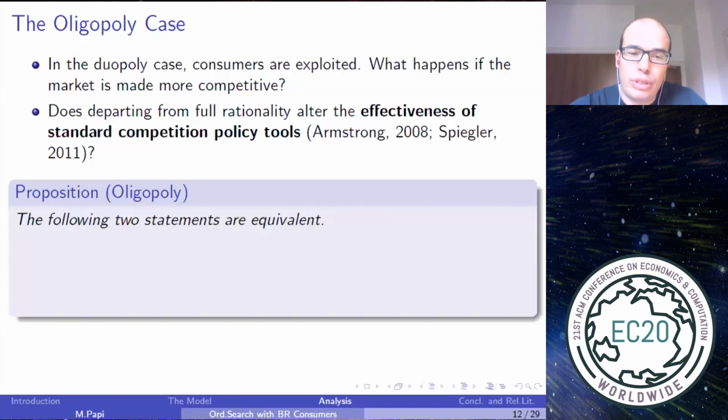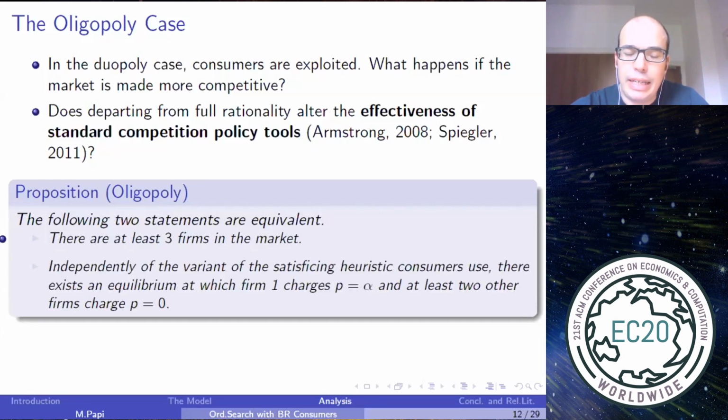Now, the next proposition addresses this point and says the following. The following two statements are equivalent. First, there are at least three firms in the market. Secondly, independently of the variant of the satisficing heuristic consumers use, there exists an equilibrium at which firm 1 charges alpha and at least two other firms charge a price equal to 0.